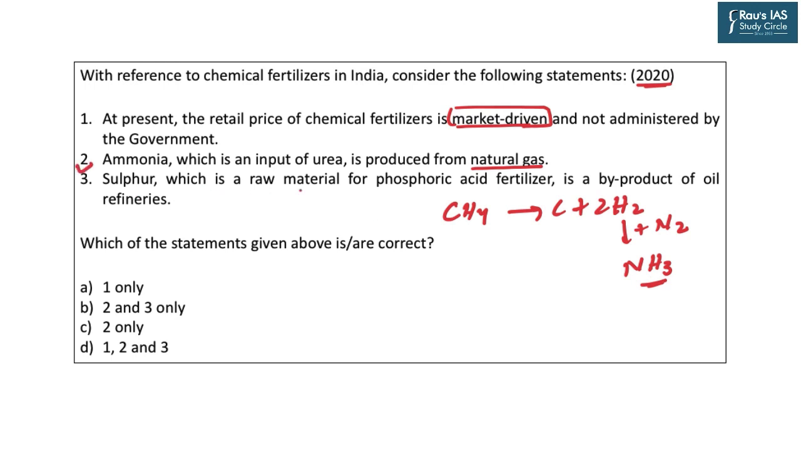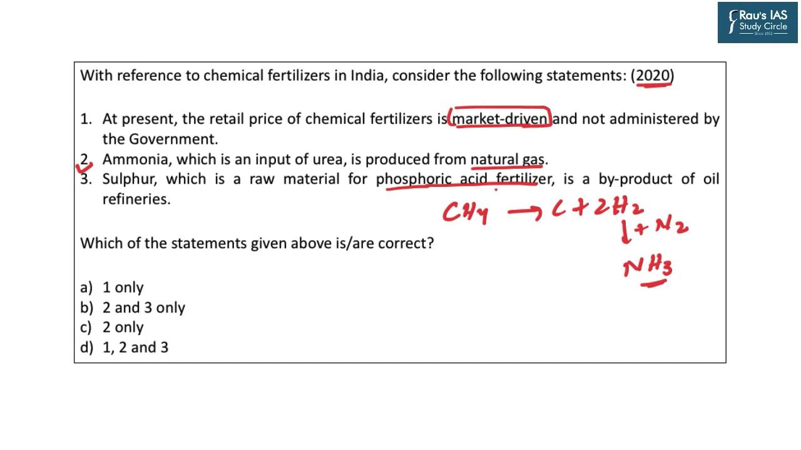Sulfur, which is a raw material for phosphoric acid fertilizer, is a byproduct of oil refineries. You know that sulfur is a major byproduct of oil refineries and gas processing. In fact, the quality of a petroleum product is judged by the percentage of sulfur. Lesser the sulfur, better the petroleum product. Most crude oil grades contain some sulfur, and most of it is removed after the refining process.